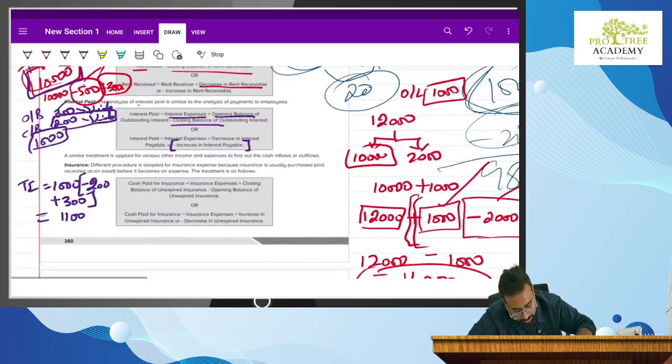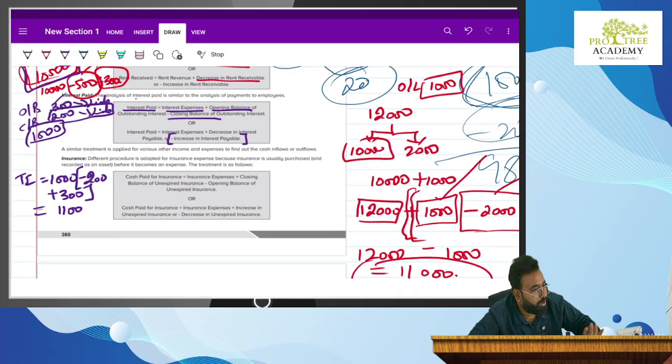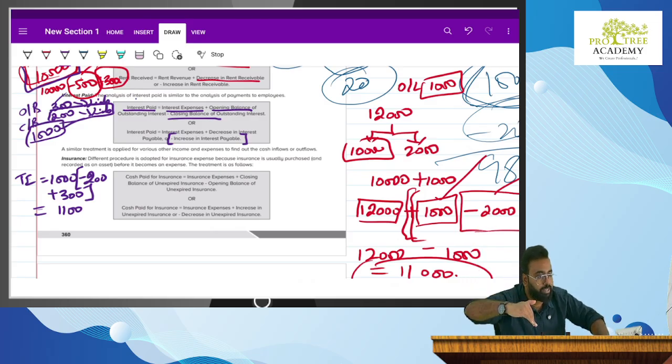So here in this case, what is the logic, sir? Interest paid, I have already explained. What is the interest expense of the current year? The current year interest expense is 1000, out of which how much is not yet paid? 200. Correct? So that much you will reduce. What is the opening balance which you have paid in the current year? 300. Add it back.